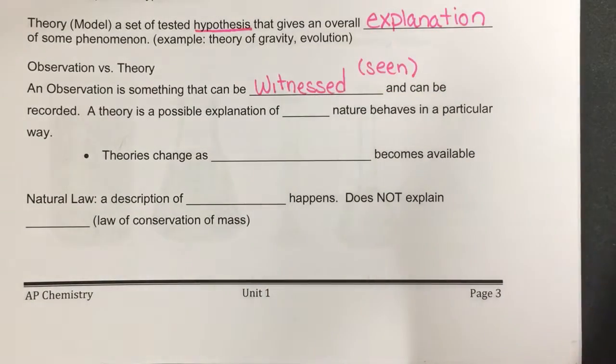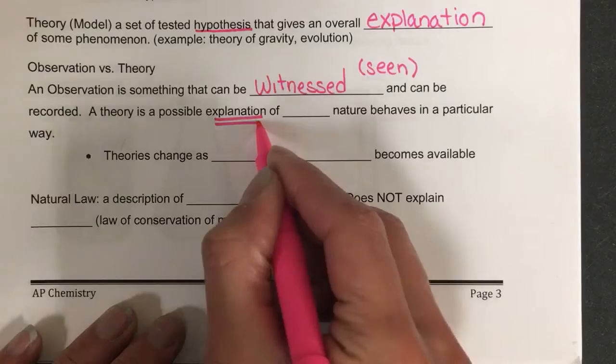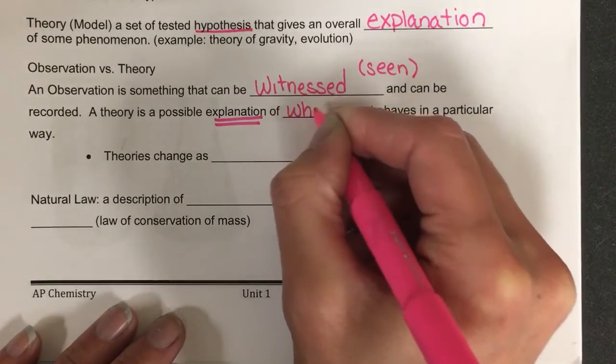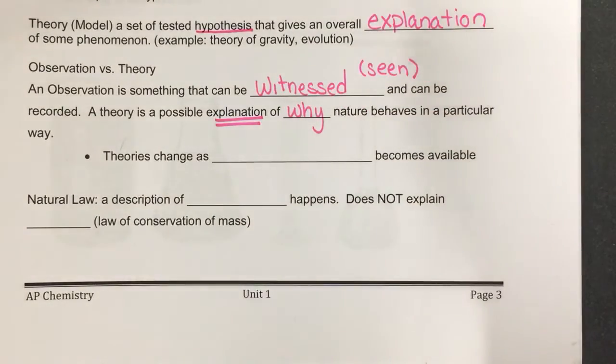So an observation is, I performed this experiment, I saw it turn blue. I performed this experiment at 72 degrees. I saw this happen. Now, a theory is an explanation for why it behaved this way. Why did it turn blue? Why did the temperature go up to 72 degrees? The theory is going to say why it happened. Observation is just, I saw this happen. Theory is, why did it happen?